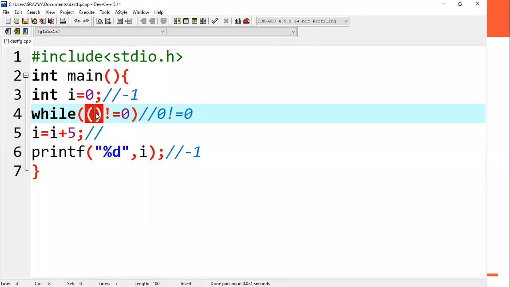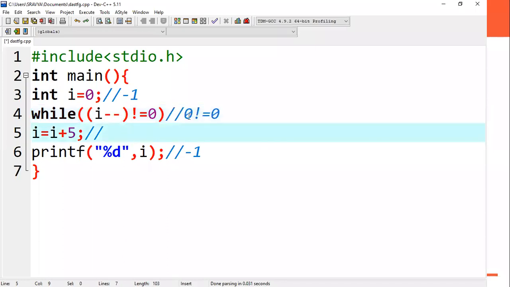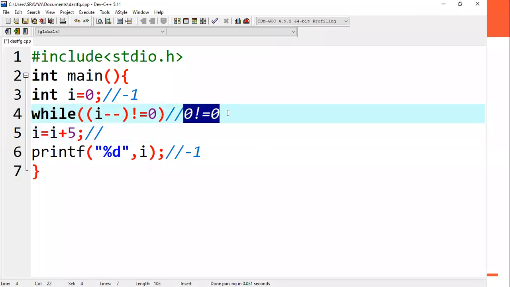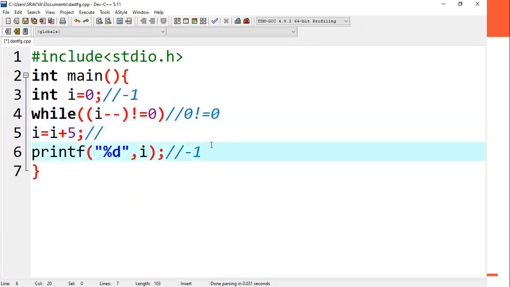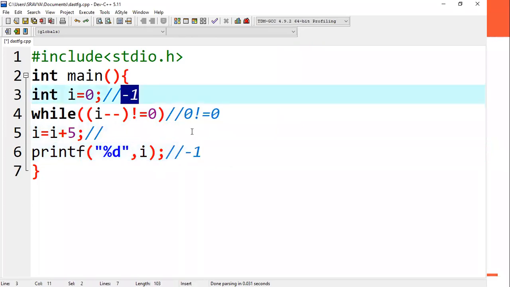Next. Now, what is the condition? 0 not equal to 0. Is it true or false? False. So the while loop has no curly braces. When there are no curly braces, only one statement is considered inside the while. That statement will not be executed because the condition is false. As the condition is false, it will come out of the while. Out of the while, what is the statement? printf percent d comma i. What is that value? -1. Got it?